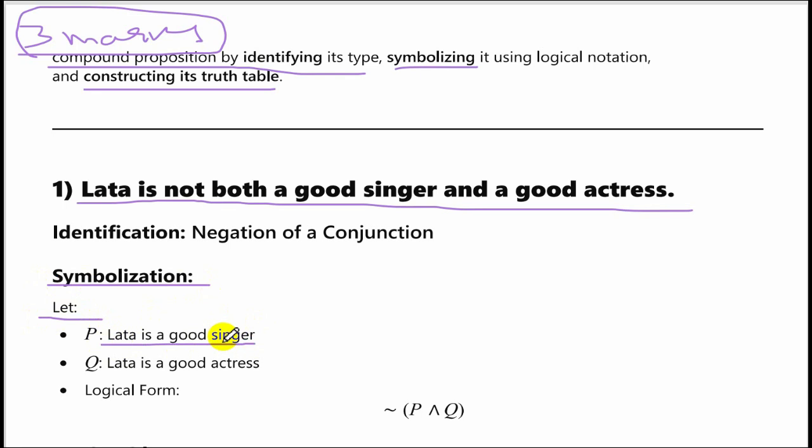Okay, in an affirmative way. We will not say Lata is not a good singer. We will not write it like that. We have to write it like Lata is a good singer, and then we have to negate it when we are symbolizing it. I hope you got it.